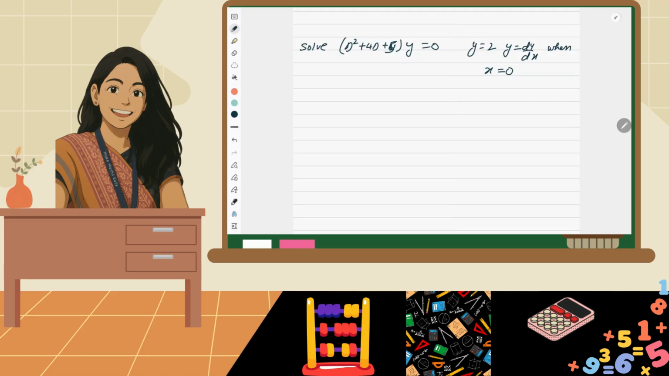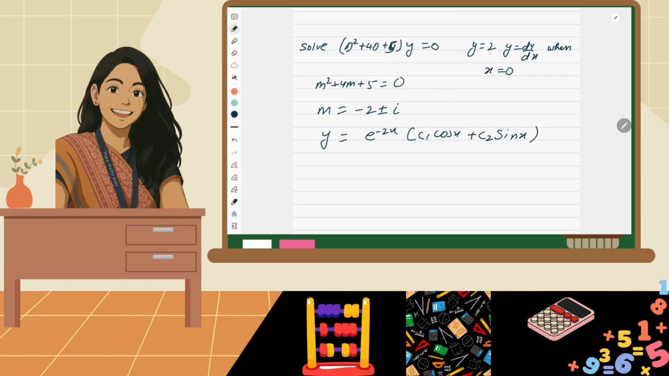So D square plus 4D plus 5 is equal to 0. What is the auxiliary equation? M square plus 4m plus 5 is equal to 0. And clearly m is equal to minus 2 plus minus i. So your CF, that is your y, is equal to e to the power minus 2x times C1 cos x plus C2 sin x, right? Now what is given in the condition?